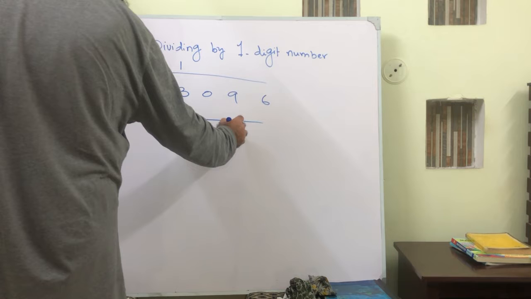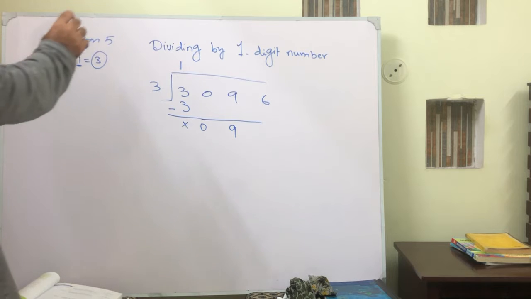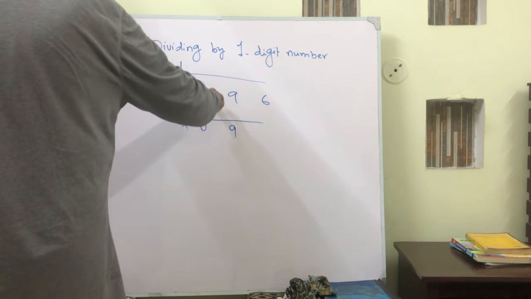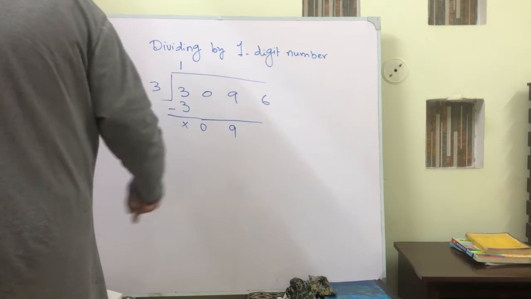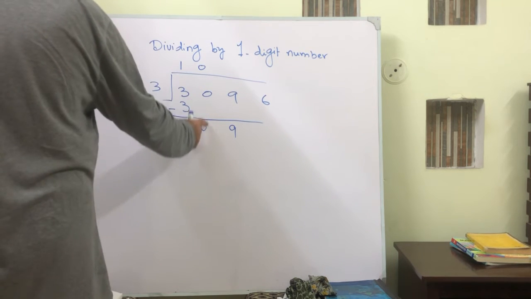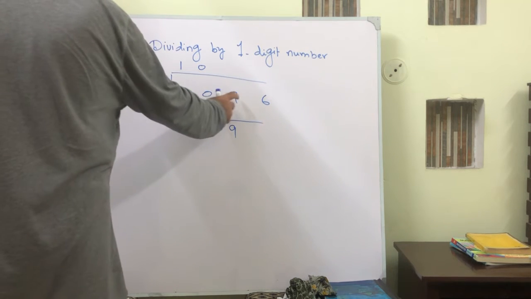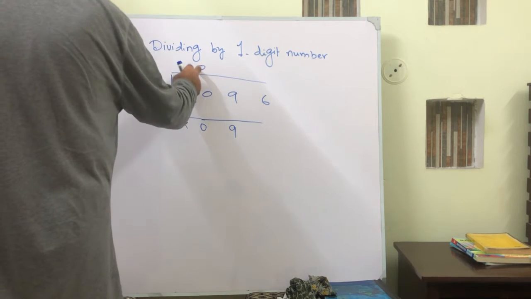This 9 will also come down. So when we simultaneously bring down two numbers together, then we need to put 1 0 here. Bringing one number down is okay, but bringing two numbers at the same time is not okay. We need to put 1 0 here.